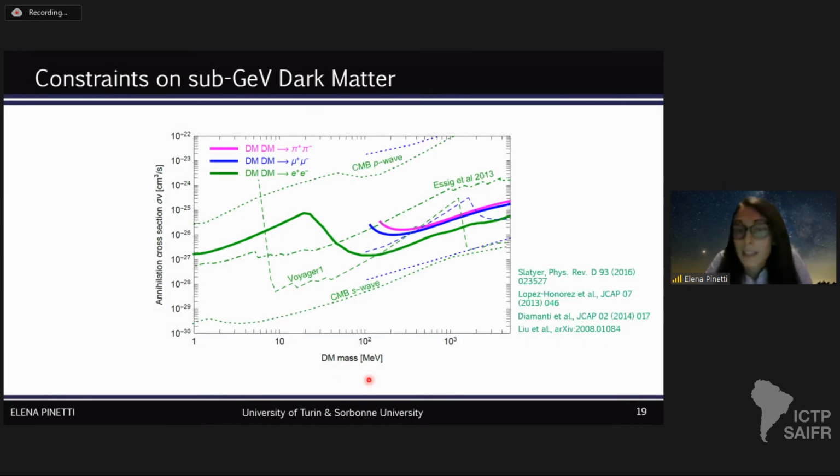And finally, there are the CMB constraints, which are of 2 types, S-wave and P-wave, for the electron and the muon channel. If dark matter annihilation is speed independent, S-wave, the CMB constraints are the strongest along the entire mass window of interest. But if dark matter annihilation is a P-wave, that is to say that it scales with the square of the velocity, in this case, these constraints become much weaker along the entire mass window of interest.